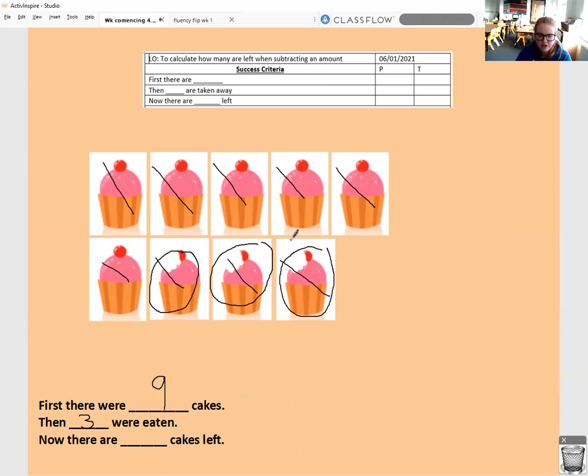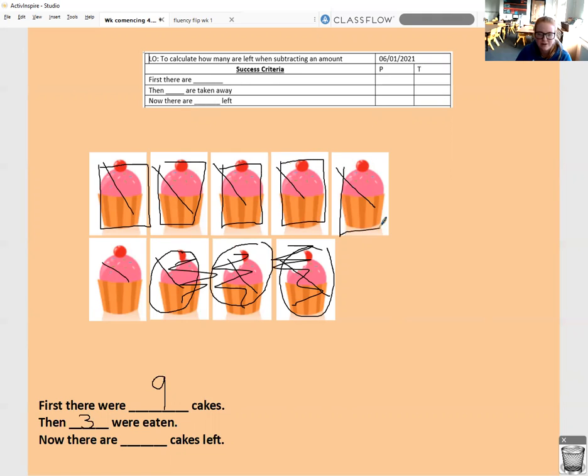How many cakes are left? These cakes have gone because they have been eaten. How many are left? 1, 2, 3, 4, 5, 6. There are 6 cakes left.